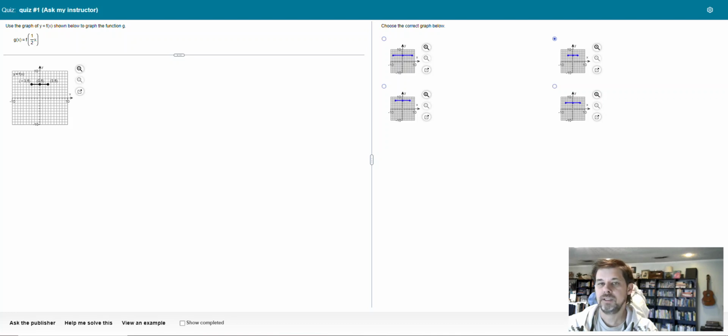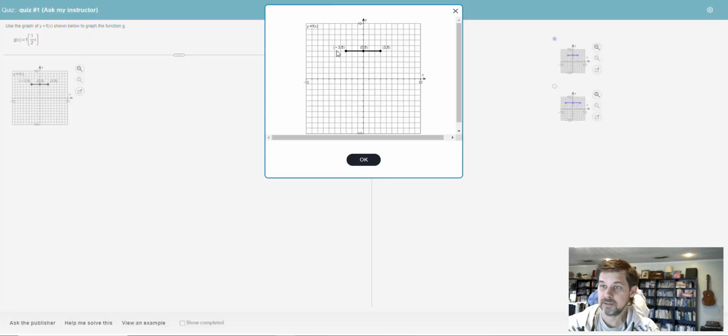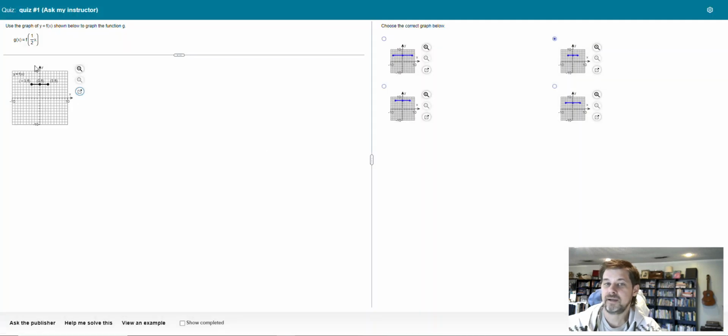Greetings everybody. Here is a question that was sent to me from quiz 1 by Ask My Instructor. It says that we have this function f of x, and that's the function in the graph. Some of the points are labeled, like I see negative 3, 5, 0, 5, 3, 5, and this line segment, that's the function.